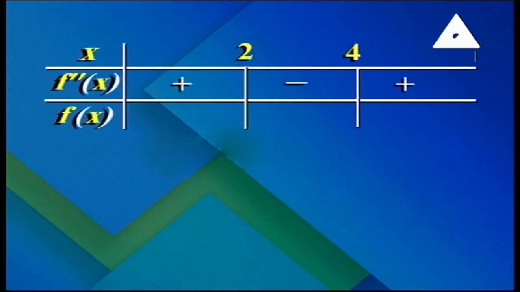My dear student, the first interval is concave up, the second interval is concave down, the third interval is concave up. We deduce that the function is concave up on negative infinity to 2 union 4 to infinity, and concave down on the open interval (2, 4).